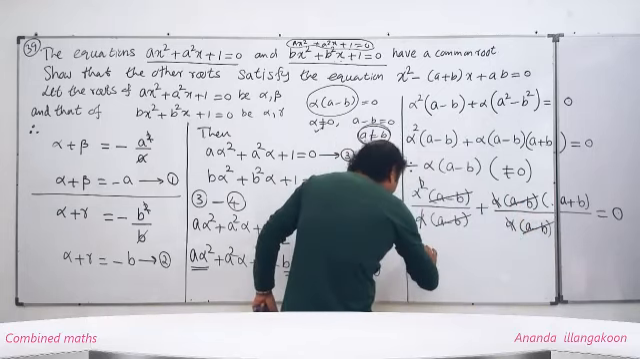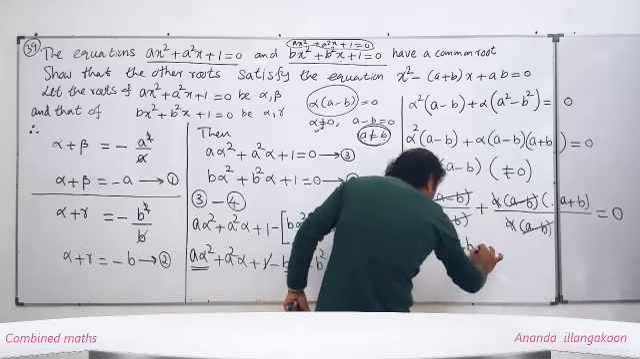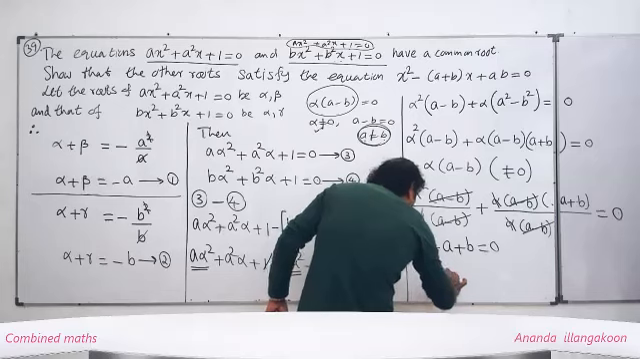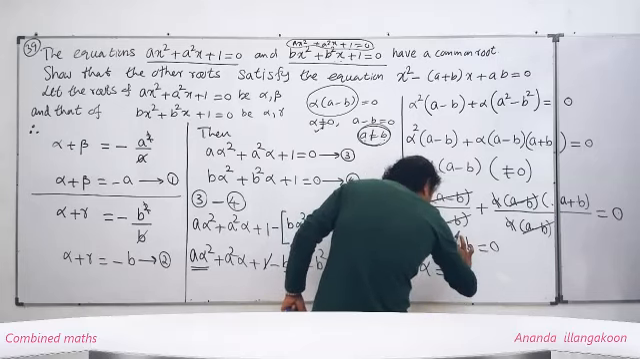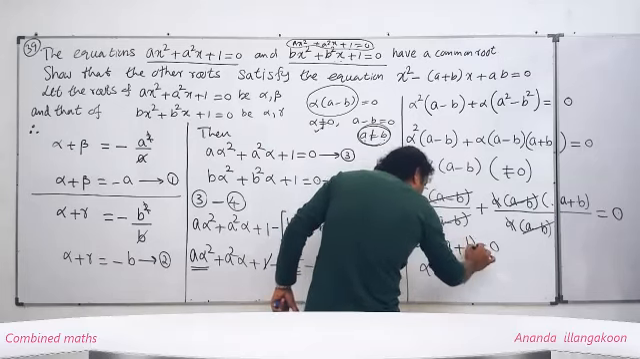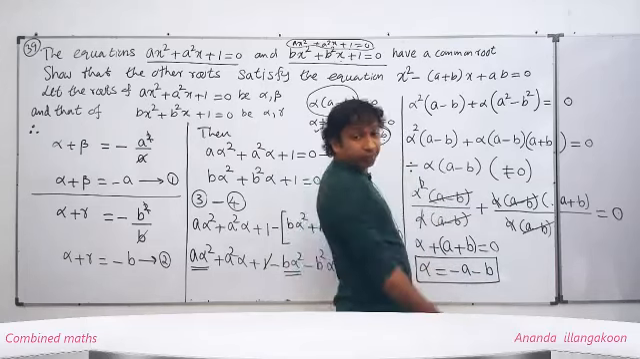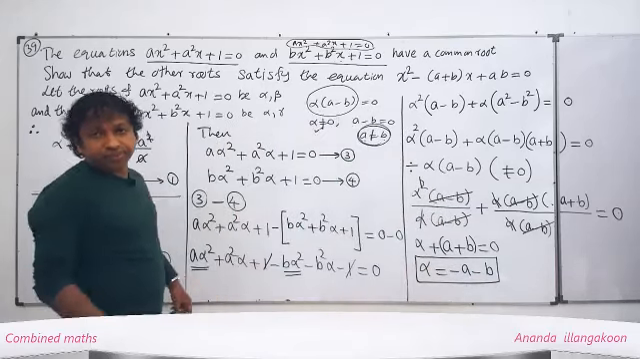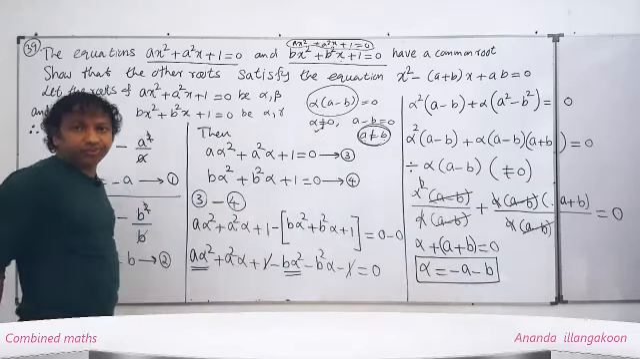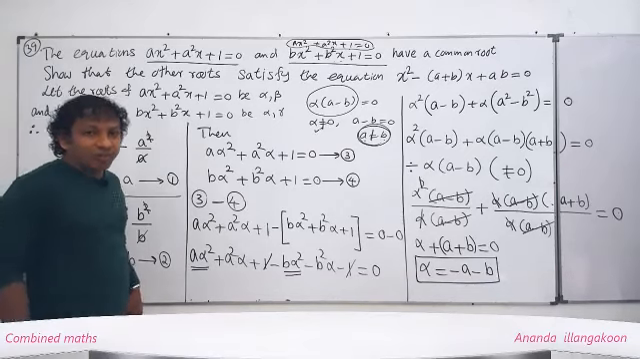Then what do you have? Alpha plus A plus B equals 0. Take this to the right hand side, both A and B considering as one expression. Once I take that to the right hand side, we get minus A minus B. This is our common root alpha. Even now we know the common root alpha.